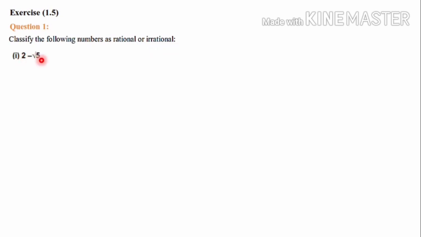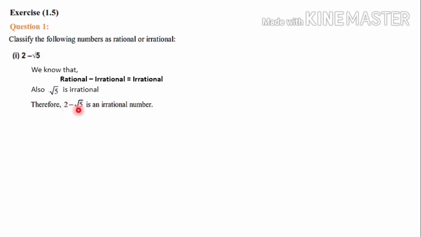Next, we shall discuss exercise 1.5. The first question: classify the following numbers as rational or irrational. The first number given to us is 2 minus root 5. Here it is quite clear that 2 is rational and root 5 is irrational. So we have rational minus irrational, and we know that rational minus irrational is irrational. So 2 minus root 5, a rational number minus an irrational number, is an irrational number. That's why 2 minus root 5 is an irrational number.